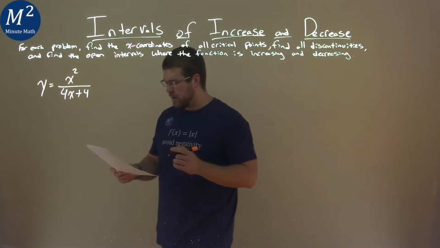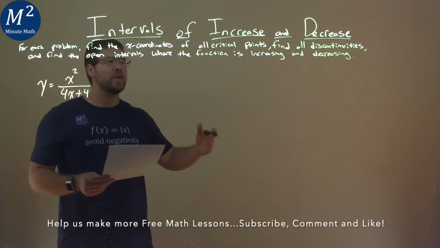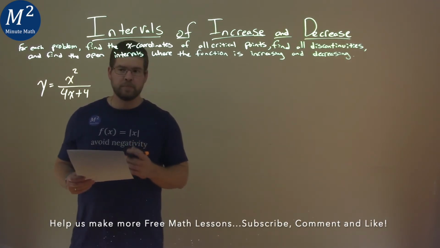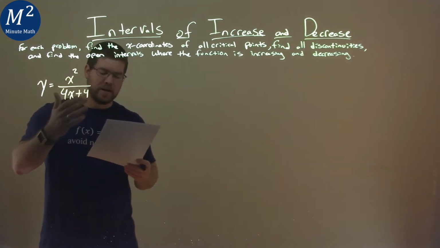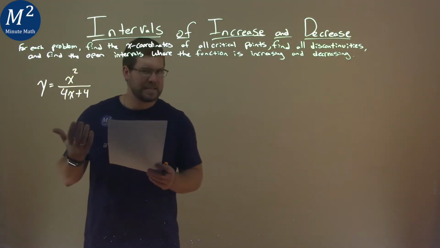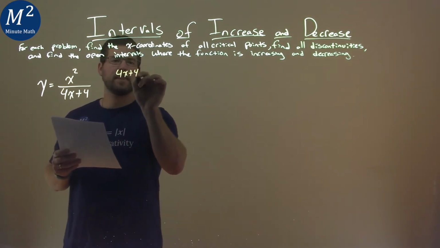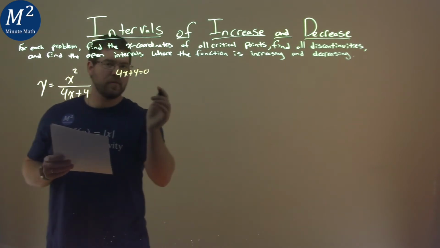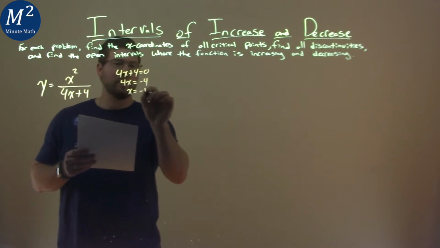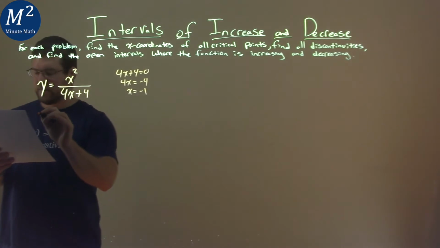We're given this problem right here: y equals x squared over 4x plus 4, and we're going to find the critical points, discontinuities, and the intervals where the function is increasing and decreasing. Well, first thing I notice, this is a rational function, so we know we can't divide by 0 and it will be discontinuous there. So I take my denominator, 4x plus 4, and set it equal to 0. Solving for x, 4x equals negative 4, and x equals negative 1. Right off the bat, we have a discontinuity at x equals negative 1.